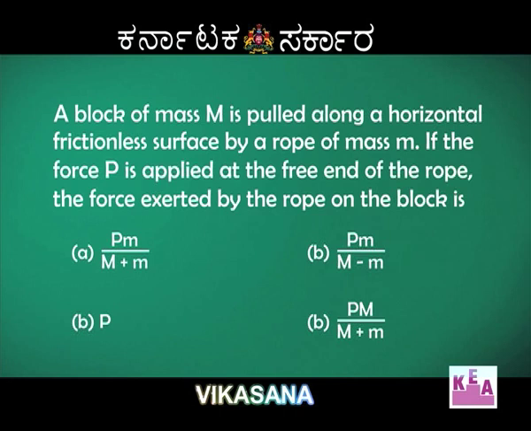So, this is one more problem on Newton's laws of motion, but the difference that you will find here is: a block of mass m is pulled along a horizontal frictionless surface by a rope of mass m. So, he has also taken the mass of the rope to be considerable. Usually what we do is, we always neglect the mass of the rope in comparison with the block that we suspend with the help of the rope, but here he wants you to understand what difference it makes if we consider the rope also to have a considerable mass. Okay. Further he says, if the force P is applied at the free end of the rope, what force is exerted on the block?